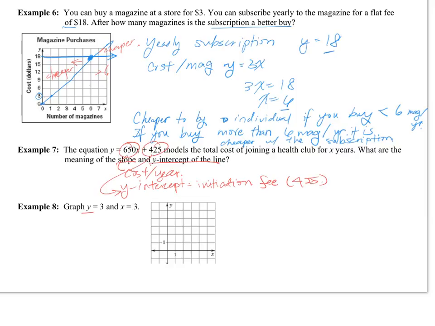And a quick review. How do you graph y equals 3? 1, 2, 3. And x equals 3? 1, 2, 3. Don't get it upside down. And we will continue the lesson in class.